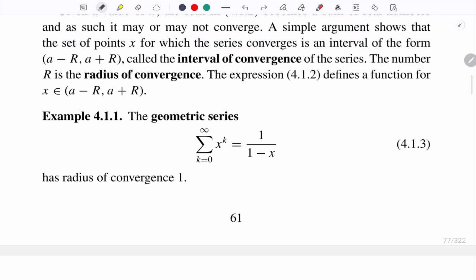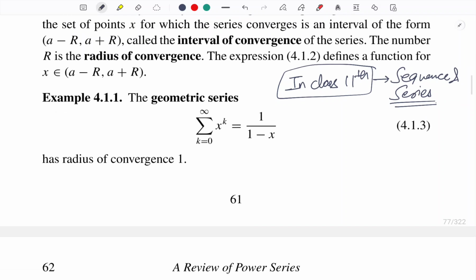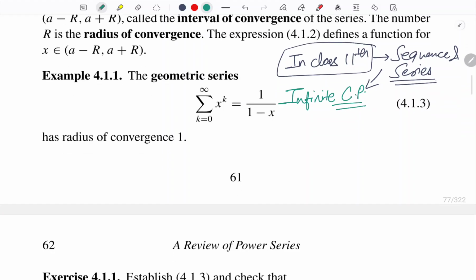If you have completed your class 11th, and I'm talking about India, then in class 11th there is a chapter of sequence and series in mathematics. In that chapter you must have studied an infinite GP, infinite geometric progression.